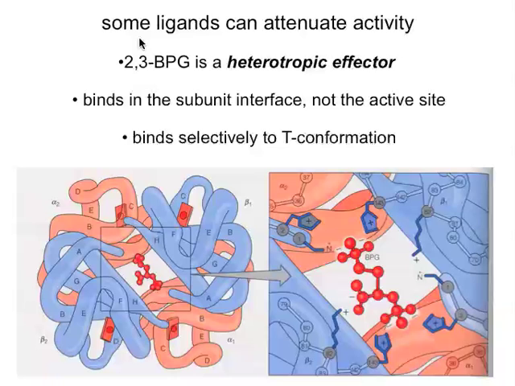Hemoglobin undergoes a conformational change, changes its affinity for oxygen. Other ligands attenuate activity. So 2,3-bisphosphoglycerate is a heterotropic allosteric effector, doesn't bind at the heme, doesn't interfere physically with oxygen binding in the sense that it occludes the heme or something. Instead, it binds at the interface of the subunits. And furthermore, binds selectively to the T conformation. So it reduces the relative affinity for oxygen and keeps us in the low affinity state.